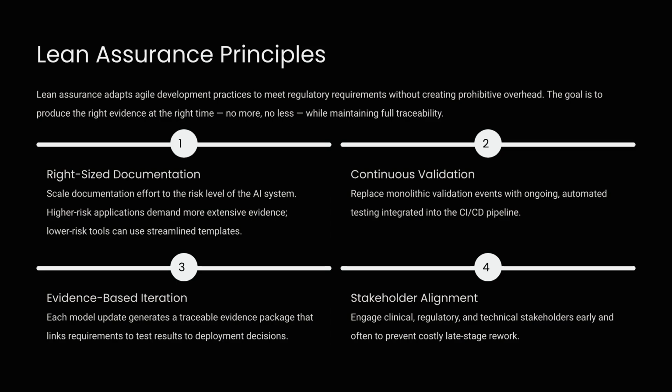Lean assurance adapts agile practices to regulatory requirements. It emphasizes right-sized documentation based on risk, continuous validation, evidence-based iteration, and early, frequent stakeholder alignment to prevent costly rework.